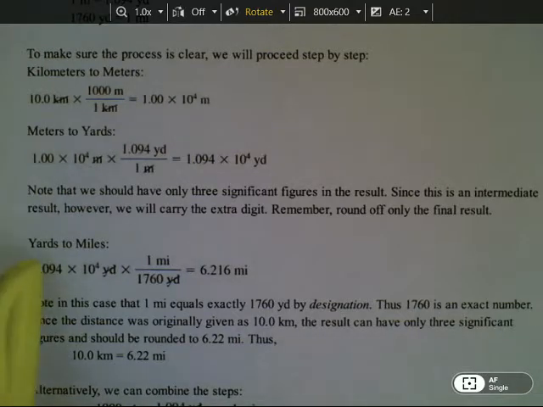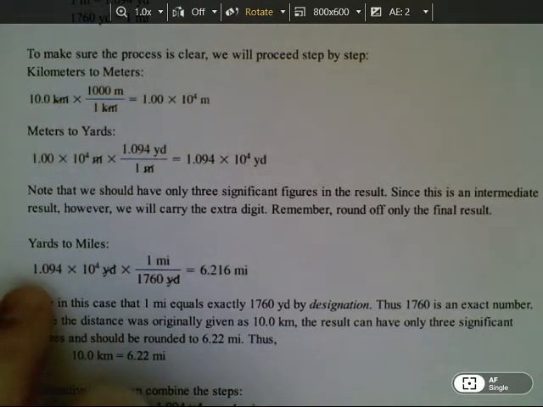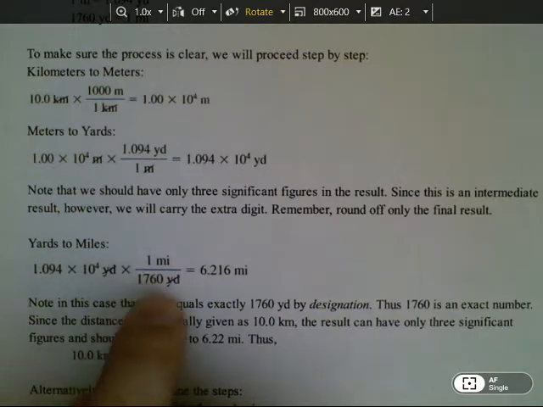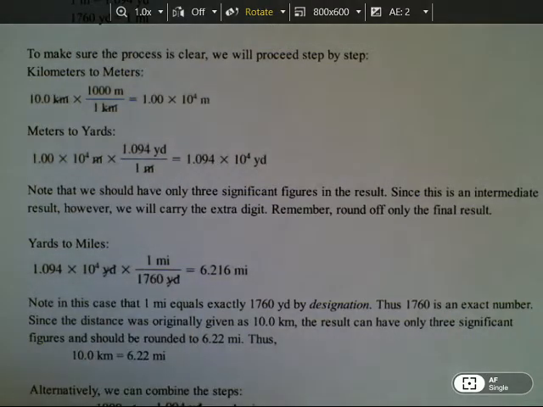Next, we have to convert yards to miles, and this will be our final answer because we're trying to convert this number of kilometers into miles. I have the 1.094 times 10 to the 4th yards. I'm putting yards in the denominator of my conversion factor, miles on the numerator. Carry out this division here. I come up with 6.216 miles.